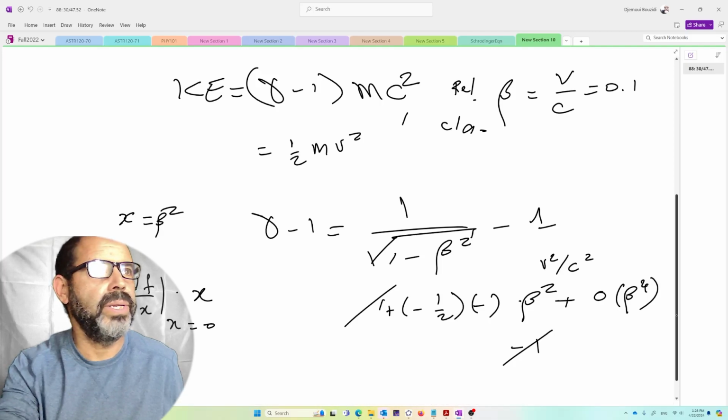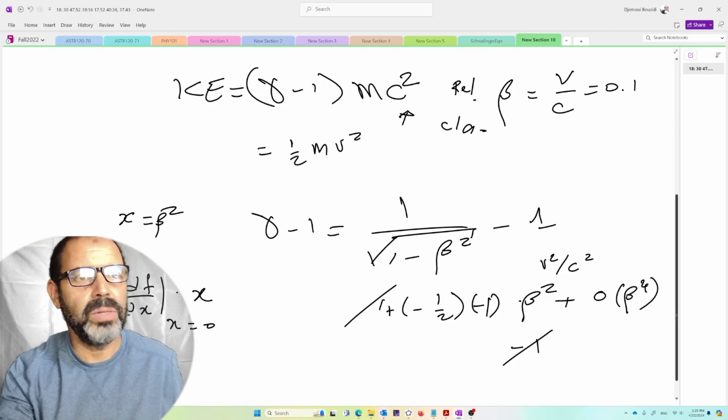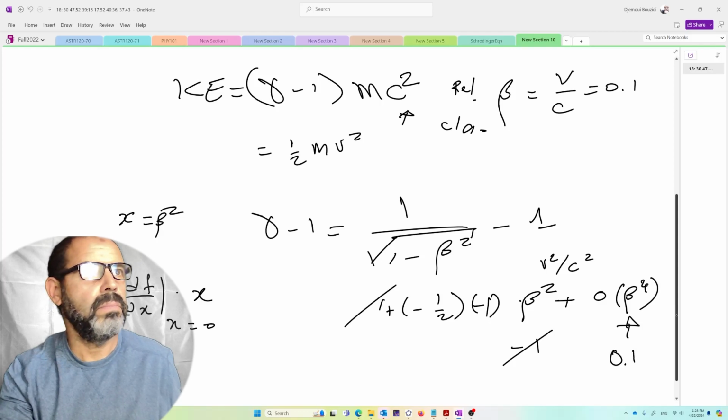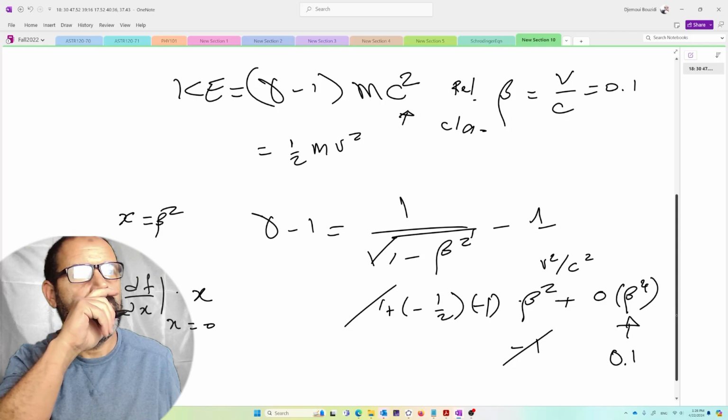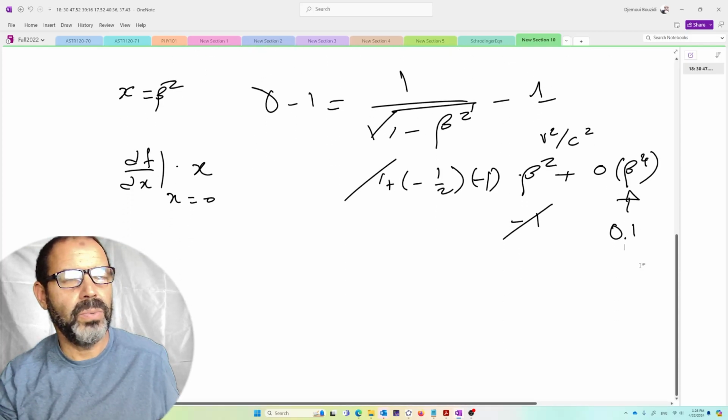Cancel the c squared here, and you will be left with 1/2, coming from the negative 1/2 and the negative 1 canceling. So we're going to have 1/2 mv squared plus a correction of the order of beta to the fourth. Remember, beta is of the order of 0.1, so beta squared is of the order of 10 to the negative 2.